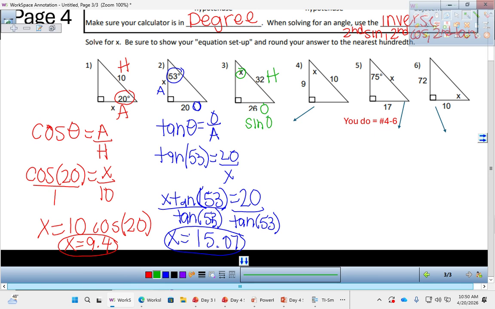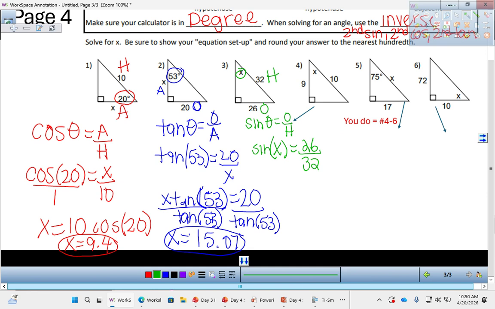So sine of an angle is equal to opposite over hypotenuse. In this case, I don't know what the angle is, so I'm going to call it sine of x is equal to the opposite side length over the hypotenuse.